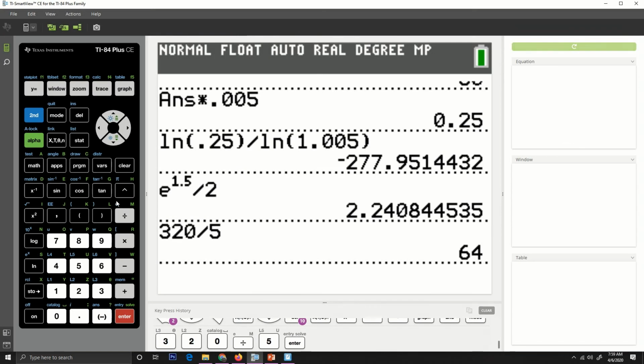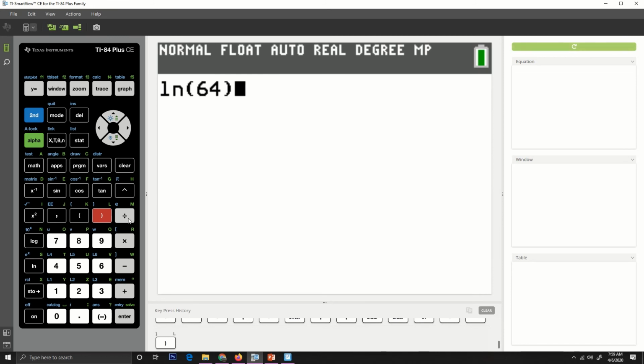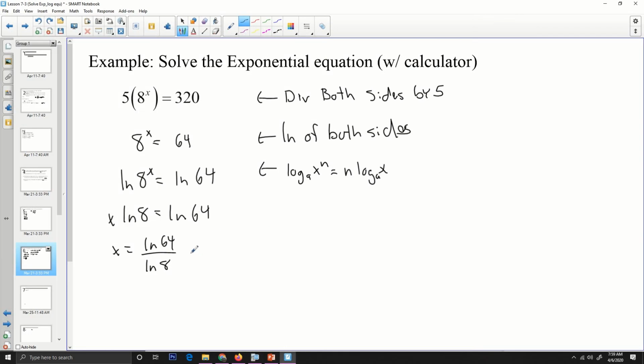If I grab my graphing calculator, clear out what I had before, the ln of 64, close the parentheses, make sure you close the parentheses there, divided by the ln of 8 is going to give us 2, but we already knew that.